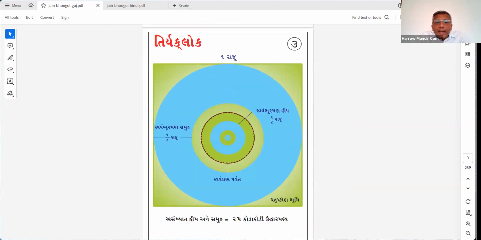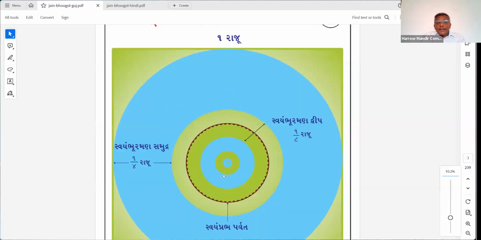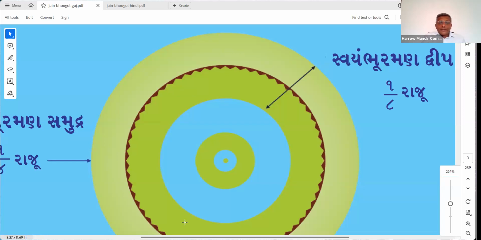So, the smallest is 100,000. Then the next is an ocean, if you see the ocean, okay? So what happens is, if this is 100,000, the width on each side is double that of the island or the ocean immediately inside it, okay?